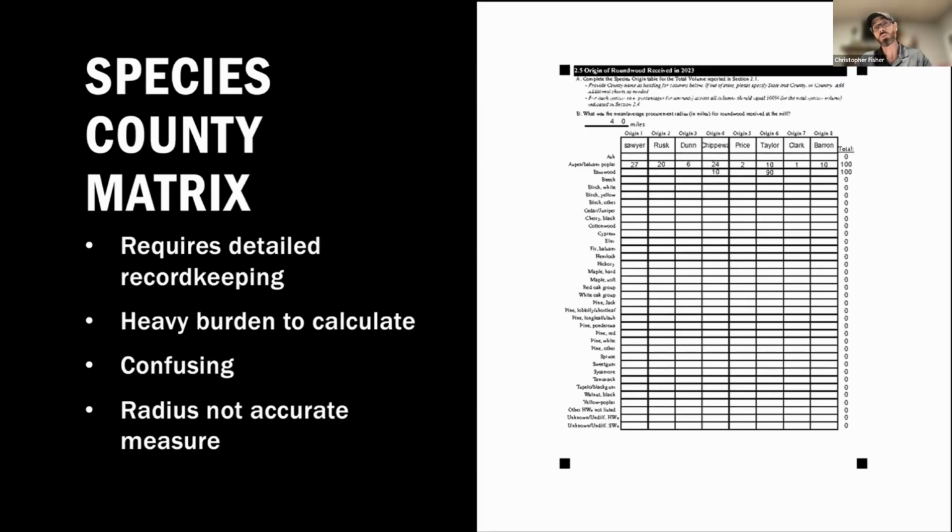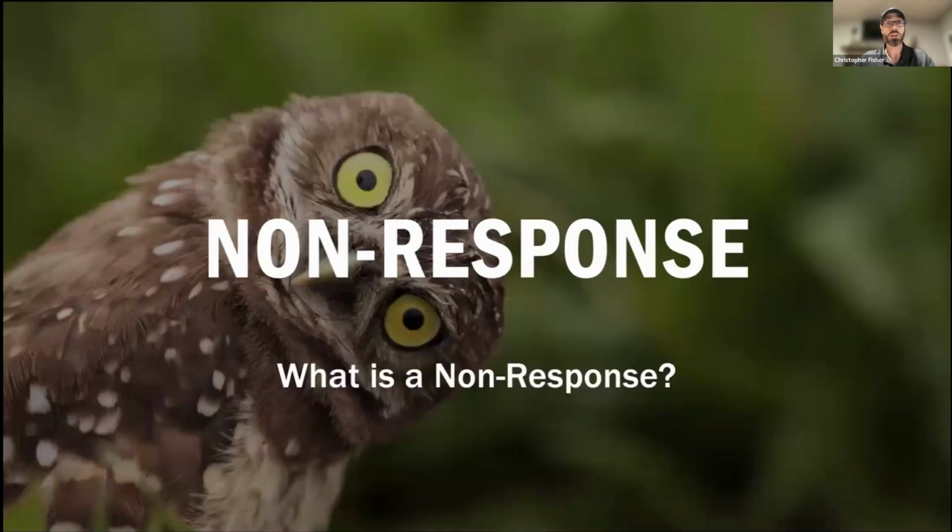We're asking for 2 different metrics in the same grid, right? You need to know not only the species, but you need to know the percent of that species by county of procurement. So getting those 2 pieces of information together on the same data entry point can be sort of confusing for some folks.